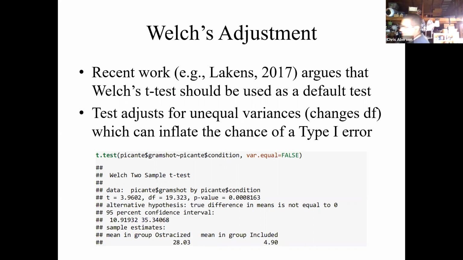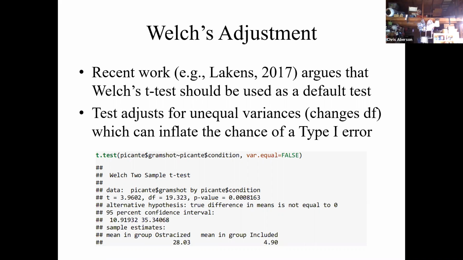So recent work suggests that Welch's t-test should be used as a default test. And I think I got this citation wrong. There's somebody who comes before Lockins on this. I apologize to them. The test adjusts for issues related to unequal variances. That is, having two very unequal standard deviations for your groups, that can actually inflate your chances of type 1 error.